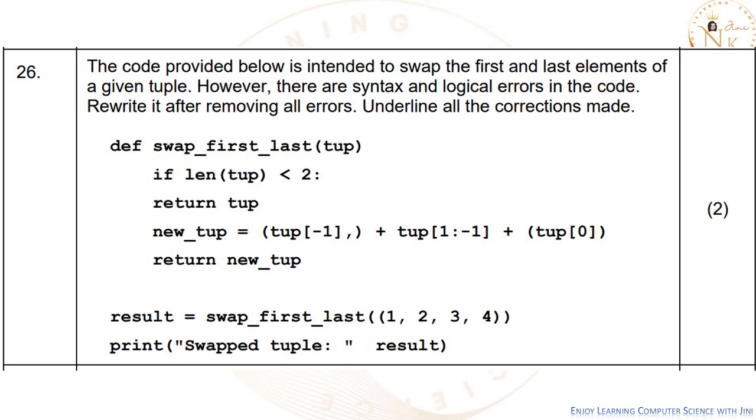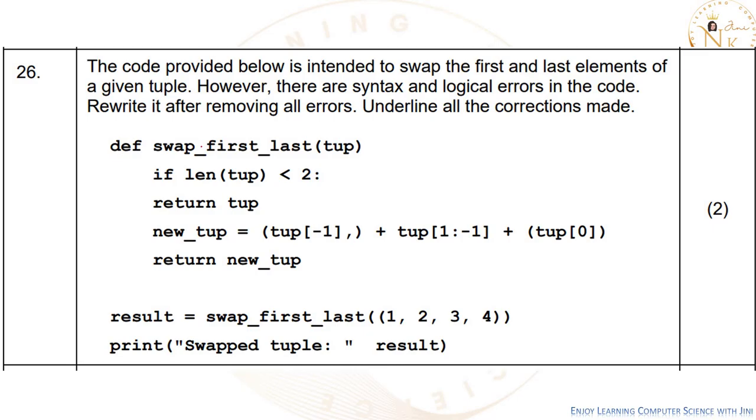Question number 26. The code provided below is intended to swap the first and last elements of a given tuple. However, there are syntax and logical errors in the code. Rewrite it after removing all errors. Underline all the corrections made. So make sure you rewrite the entire program. Okay, rewrite the correct program and underline wherever you have made the corrections.